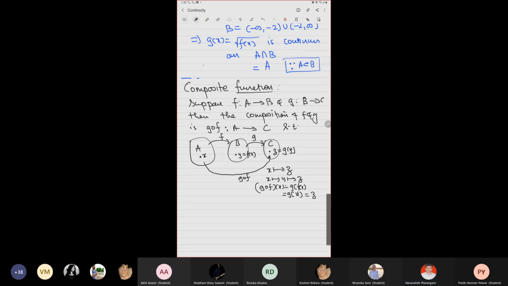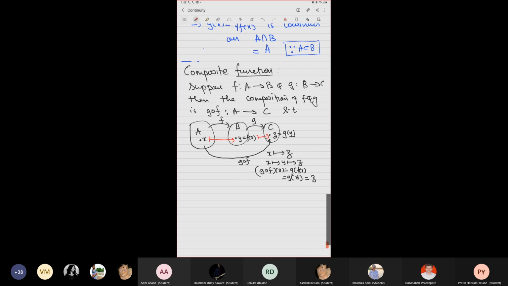So try to understand this logically. How do we define the composition? We first go from x to y and then from y to z. That is one way, but we can directly see from x to z. That is what composition is. Now, the question arises: if f and g are continuous, is the composition continuous? Right?